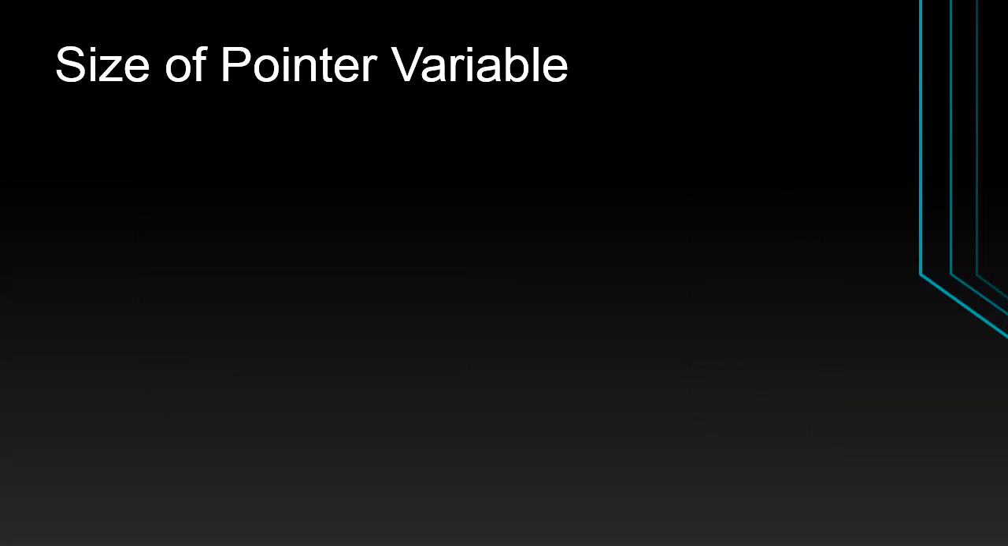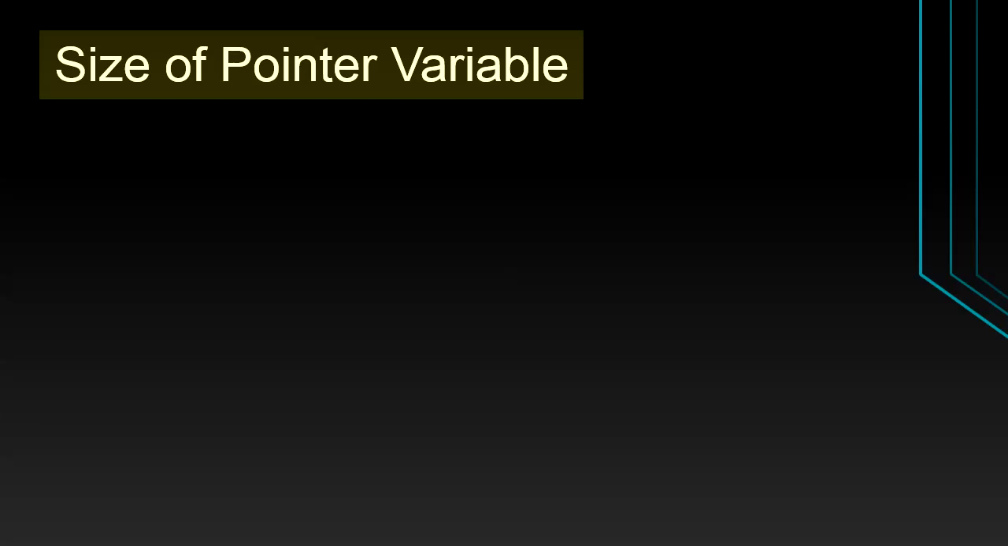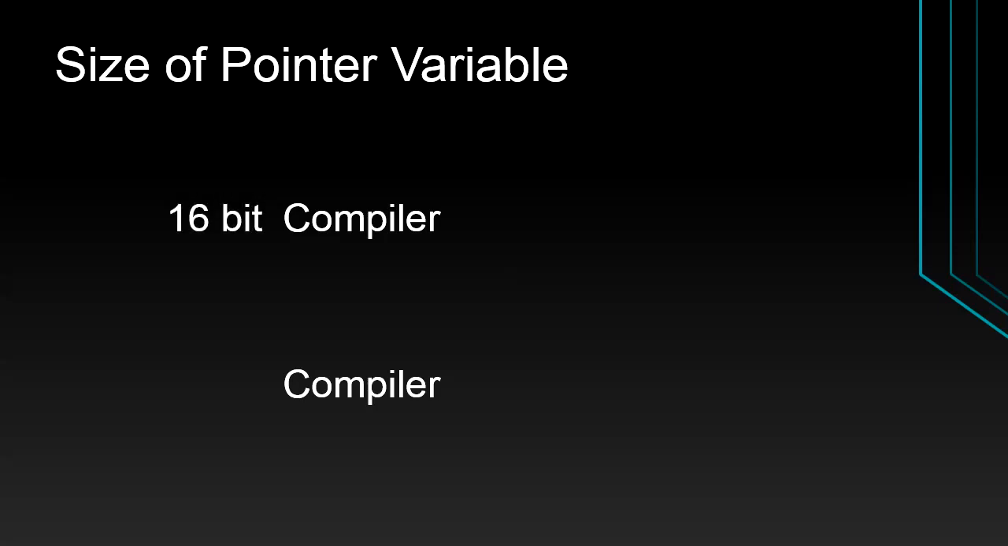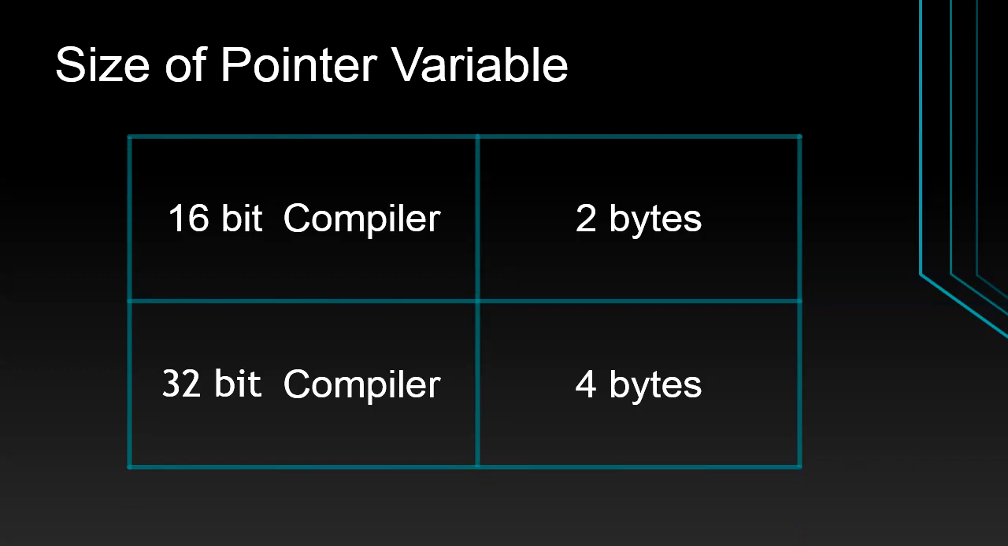Okay, now let's talk about the size of a pointer variable. The size of a pointer variable varies from compiler to compiler. In a 16-bit compiler, the size of a pointer variable is 2 bytes, whereas in a 32-bit compiler, the size of a pointer variable is 4 bytes.